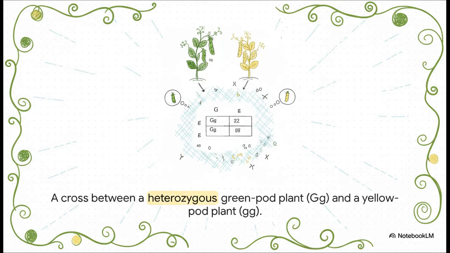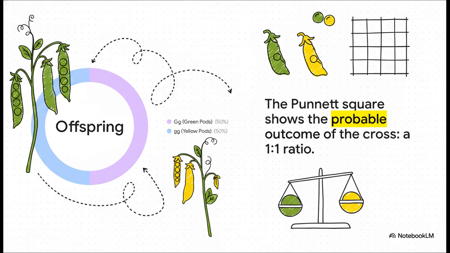We're going to cross a parent that's heterozygous, which just means it has two different alleles, a big G and a little g, with a parent that is homozygous recessive, meaning it has two identical recessive alleles, g and g. See? We just split the parent alleles, pop them on the grid, and fill it in. And voila! The results give us the probable outcome. By just counting up the boxes, we can predict that there's a 50% chance the offspring will have the Gg genotype, giving them green pods, and a 50% chance they'll have the gg genotype for yellow pods. Now remember, the Punnett square doesn't tell us the definite future, but it gives us the odds.